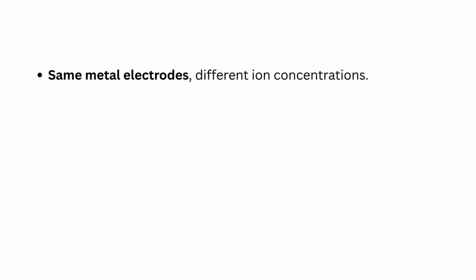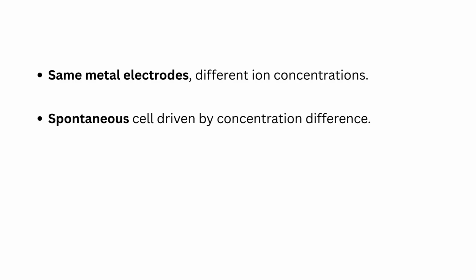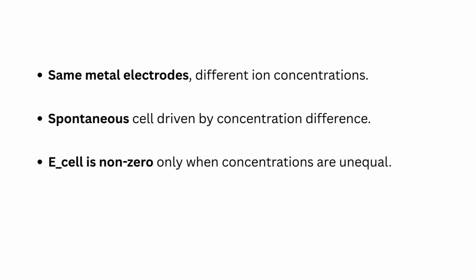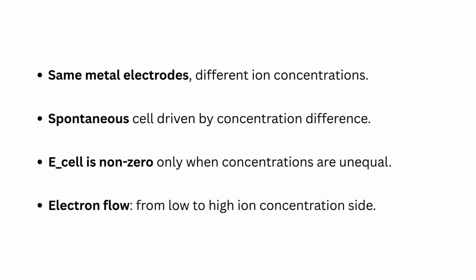Summary points: same metal electrodes, different ion concentrations. Spontaneous cell driven by concentration difference. The potential of the cell is non-zero only when concentrations are unequal. Electrons flow from low to high ion concentration side.